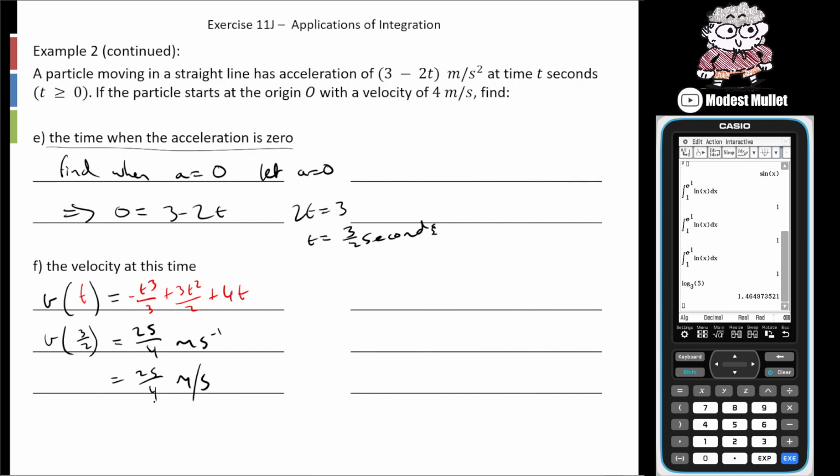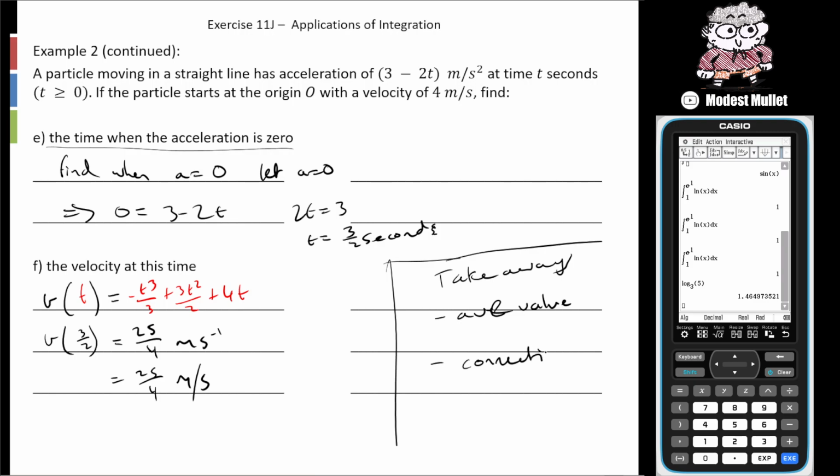So that's it for the video. So the two main takeaways from this: the first is the average value equation. Please note that you aren't given that in the methods formula sheet, so you do have to come up with a way of remembering that. And then the other one is the connections between acceleration, velocity, and displacement. I should say, not position, displacement.